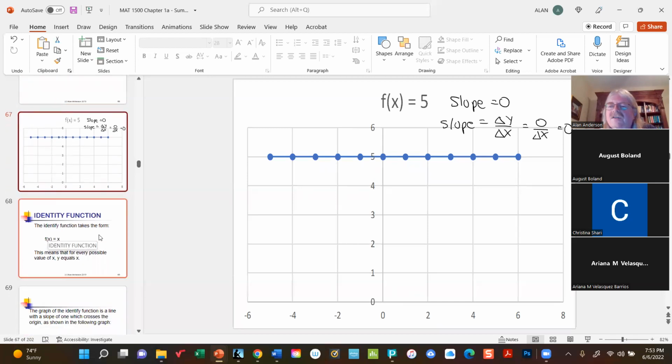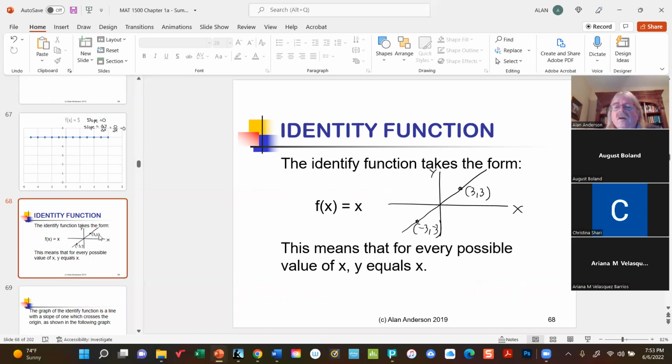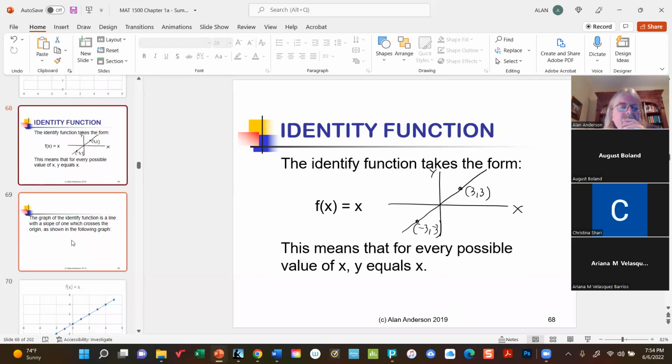How about the identity function? Well, you may not have ever heard of this term before. y equals x is called the identity function because they're both the same. Let's say this point could be (3, 3). This could be (-3, -3). No matter where we are on this line, x and y are equal to each other. All right, well, that was pretty simple.